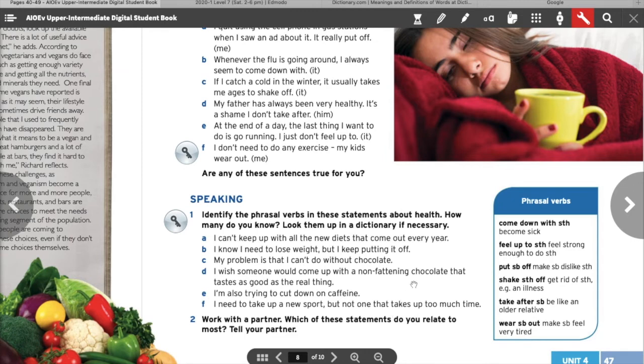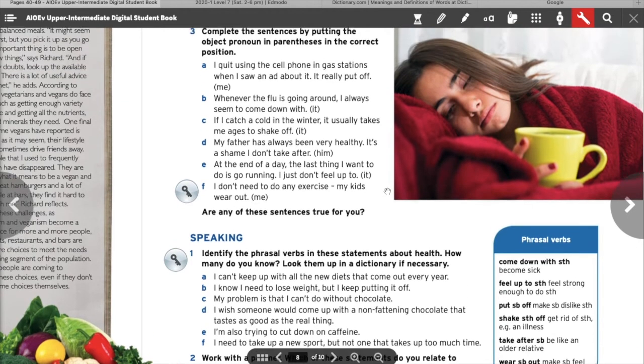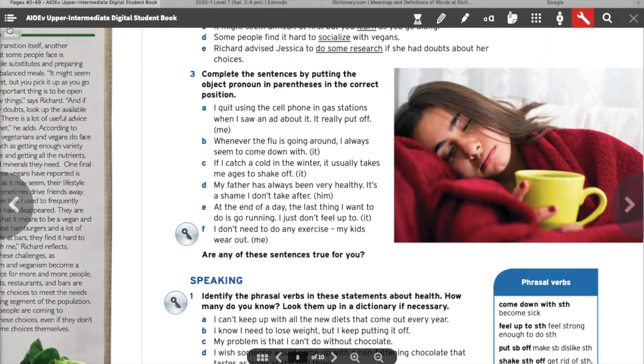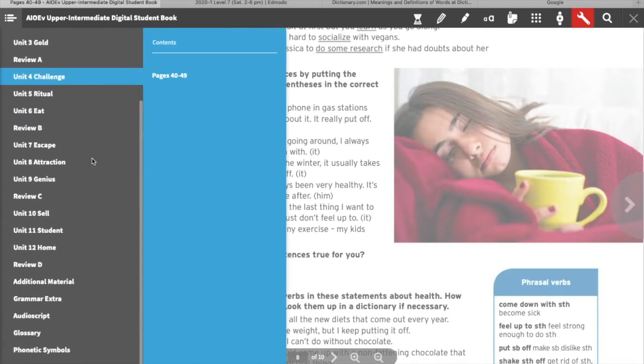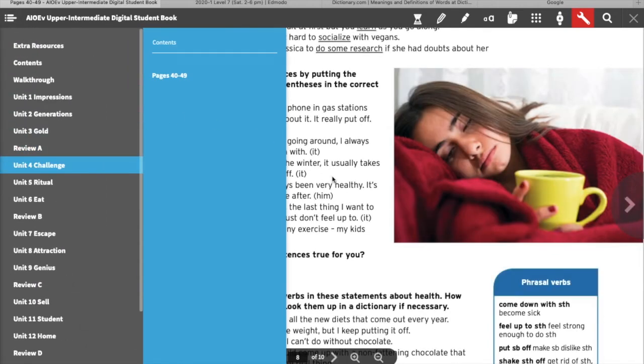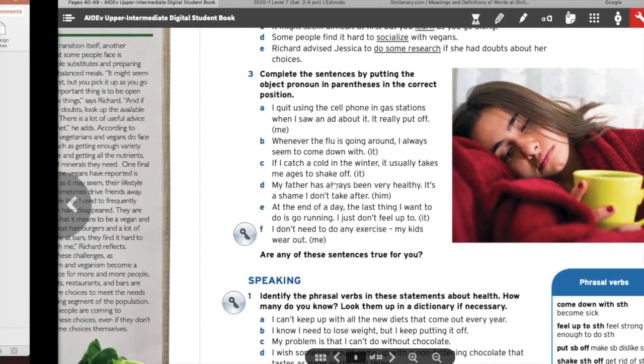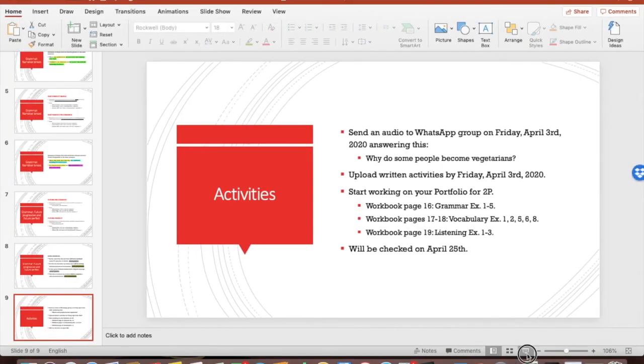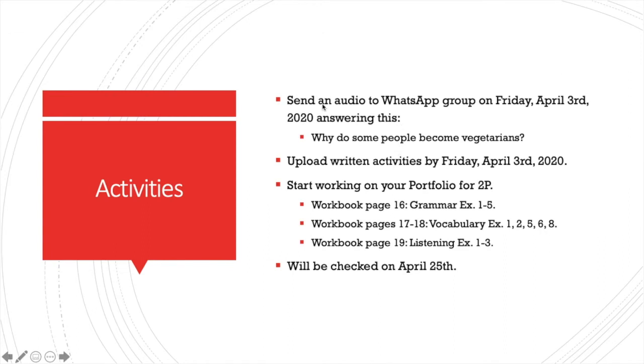Okay, so with this we have completed the activities for Unit 4. What I want to also ask you is to do the following activities. As I already explained to you, send me an audio to the WhatsApp group next Friday answering this. Why do some people become vegetarians or vegans? Just a short answer, I don't know, 10-15 seconds.